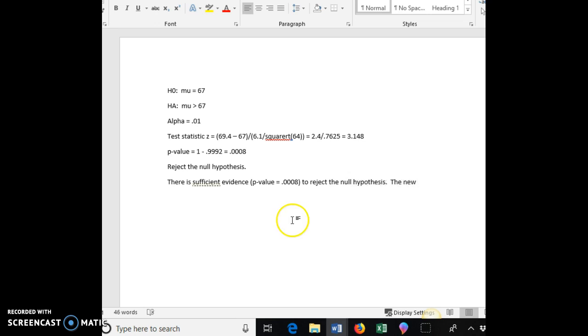The new test scores do in fact appear to be greater than 67. And there we have it.